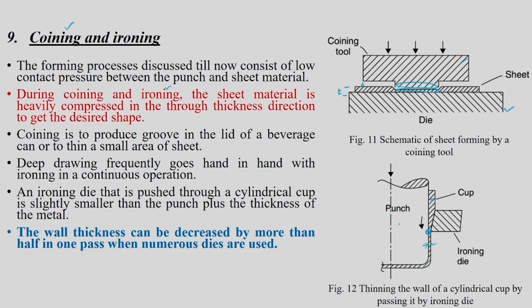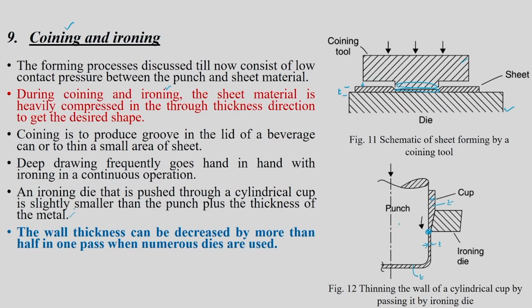So it is not just making a cup with a particular thickness; rather, it is going to be a specifically designed tool such that you get a particular thickness in the cup wall. If you want a particular thickness in the cup wall, then you should go for the ironing operation. You should also note that the thickness here, and here, and here, are not one and the same. So I will say that an ironing die that is pushed through a cylindrical cup is slightly smaller than the punch plus the thickness of the metal.